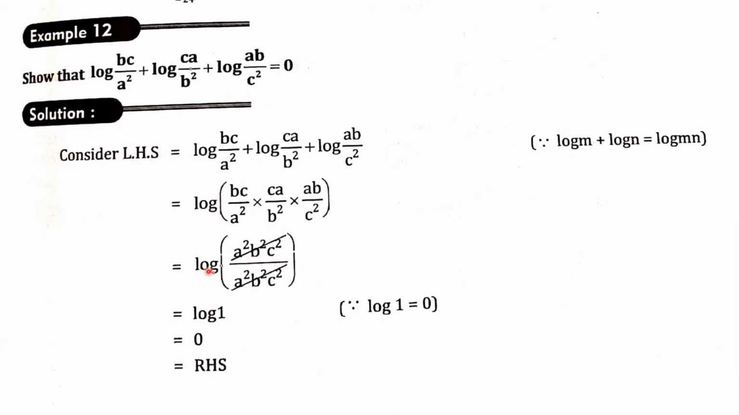In the next step, if you multiply everything here, what will it be? A square, B square and C square. How? Here you have B, here you have B, so B square. Here you have A, here you have A square. Here you have C, here you have C, it will become C square. And once again in the denominator you have A square, B square, C square. So cancel, so log 1. Anytime log 1 is always the value 0. So here RHS is 0 and you have also found the value as 0. So what you have done is correct, hence proved.